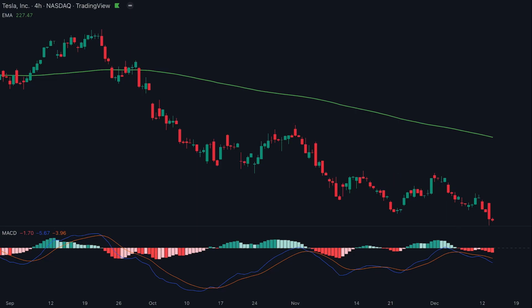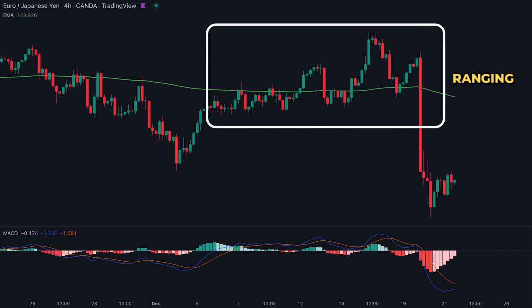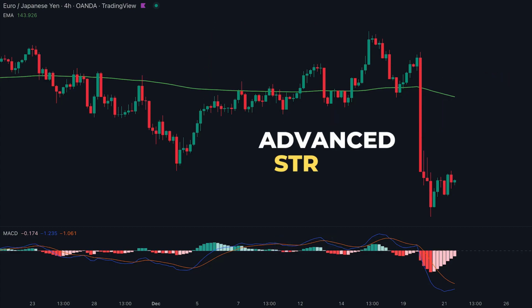Please note that this strategy works best in trending markets, but when the trend loses momentum and the price enters a ranging mode, then the strategy is less efficient, as you can see here with multiple false signals. So now let me introduce you to the advanced version of this MACD strategy, where we will add an important concept, which is price action.